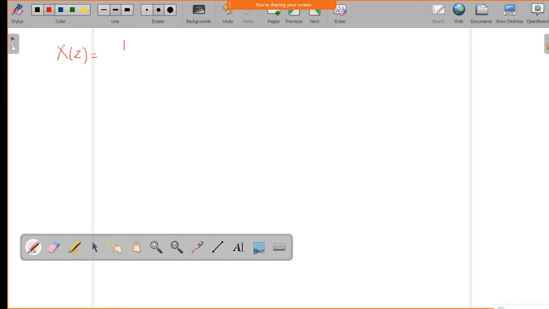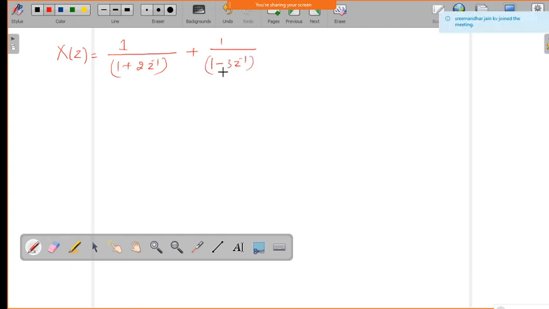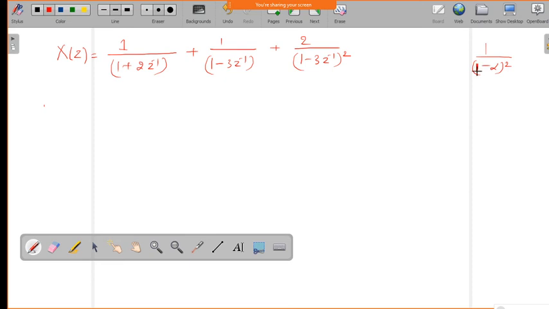So what is the k1 value? It is 1 by 1 plus 2 z inverse. Similarly, the value of gamma 1 over 1 minus 3 z inverse, and the value of gamma 2 is 2 by 1 minus 3 z inverse whole square. Now you can see it is in the form of 1 over 1 minus alpha z inverse whole square, right? So now we have to bring it in the form of alpha z inverse by 1 minus alpha z inverse whole square, so that we can write it as n into alpha power n.